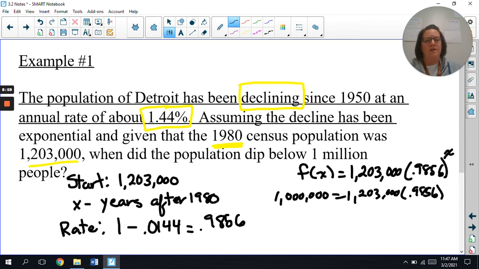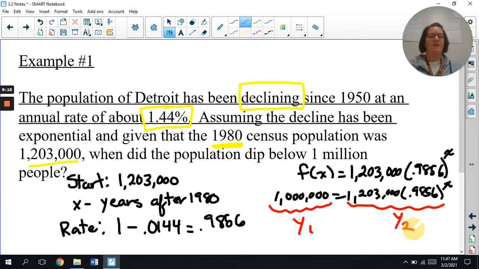6 to the x. At this point you could divide and come up with a decimal, but you don't have to, because we're going to solve this in our calculator. Put this into your Y1, this into your Y2, and find that intersection point. Remember, your x values are years after 1980, so you might not need very big x values, because it might not take very long to go from 1.2 million to 1 million.